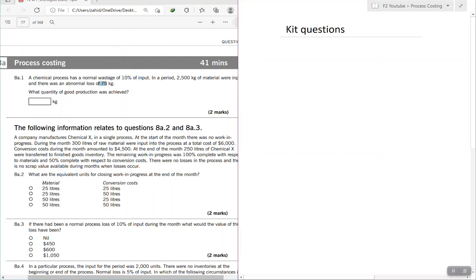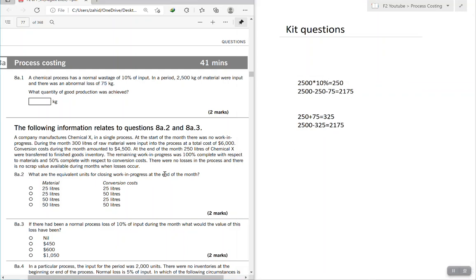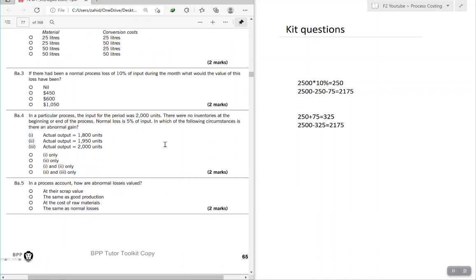So if 2,500 is input and we have 10% loss, that means 250. So we have 2,500 minus 250 minus 75, which is the extra loss. We will have 2,175 kgs. Or 250 plus 75 is the total loss, deducted from 2,500, we have 2,175. If we had abnormal gain, remember that would have been added here. Next, this relates to work in progress, so I will leave it for now.